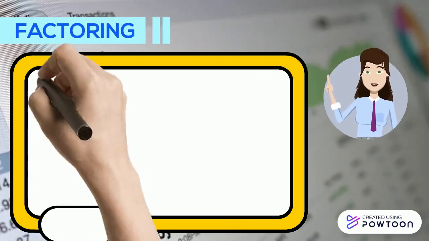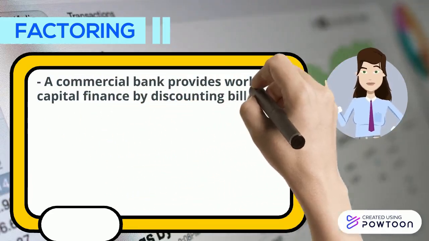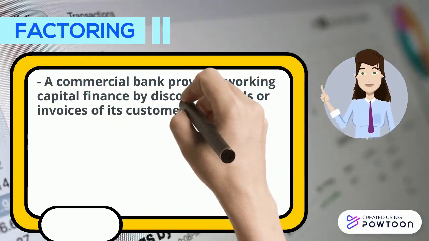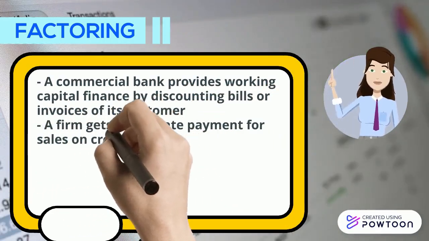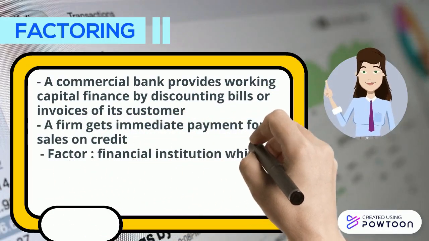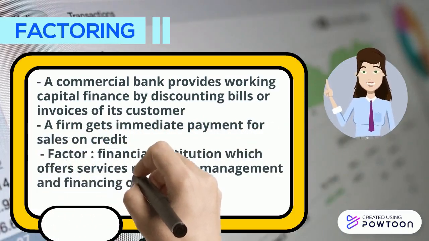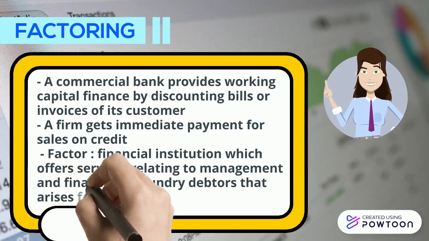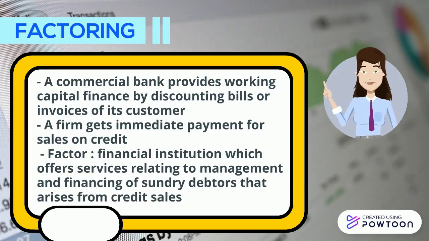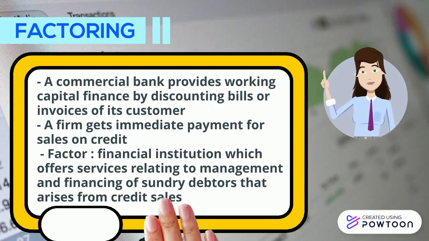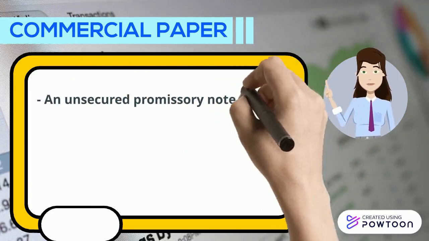Proceed to the second source, which is factoring. A commercial bank may provide working capital finance by discounting the bills or invoices of its customer, which is known as factoring. Thus, a firm gets immediate payment for sales made on credit. A factor is a financial institution which offers services relating to management and financing of standard debtors that arise from credit sales.